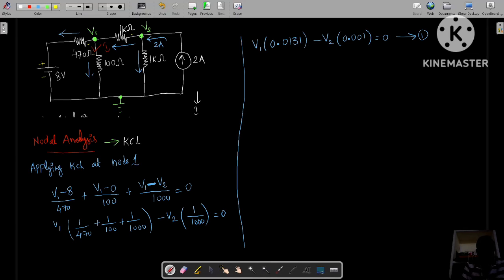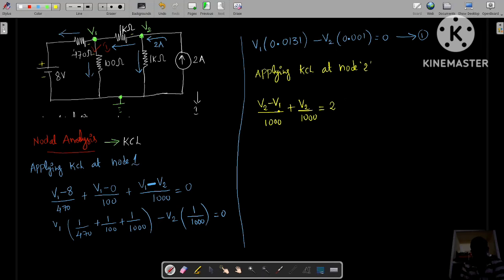So I am applying KCL at node 2. When you apply KCL at node 2, you need to write the equation for this current. So it is V2 minus V1, because now we need to assume V2 as higher potential and V1 as lower potential. So V2 minus V1 by 1000, according to Ohm's law, plus V2 by 1000, 1 kilo ohm meaning 1000 ohms. And what is the incoming current? These two are outgoing currents and the incoming current is 2. So the sum of outgoing currents is equal to the incoming current. Now we can take V1 terms to one side. So it is minus V1 into 1 by 1000, which is 0.001, plus V2 into 1 by 1000 plus 1 by 1000. It will be 2 by 1000.